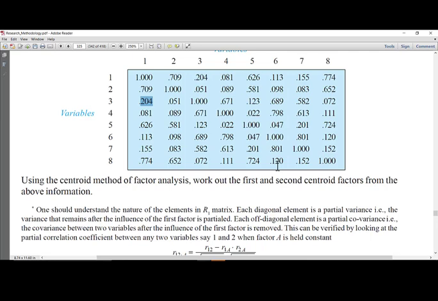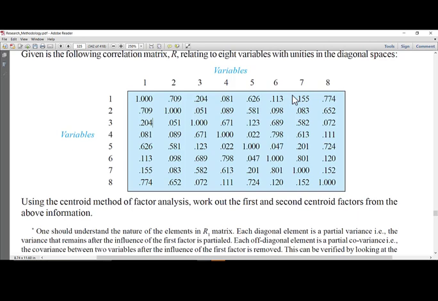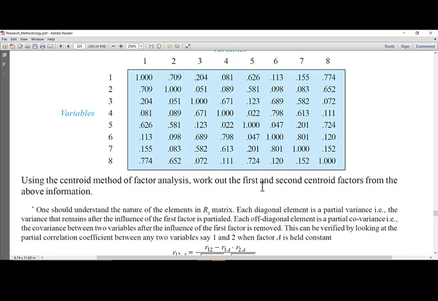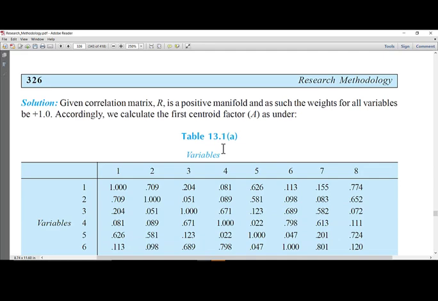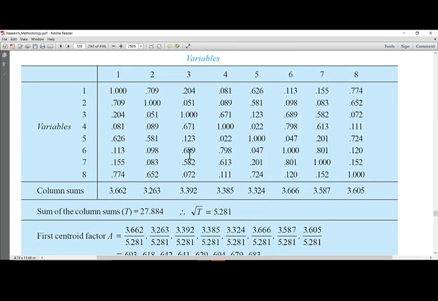Idea is that we should have a correlation matrix. Now, using the centroid method of factor analysis, we work out the first and second centroid factors from the information given in the correlation matrix. Now, what we are doing: given correlation matrix R, we have made the column summations. Here, column sums. That means 1.000 plus 0.709 plus 0.204 plus etc.